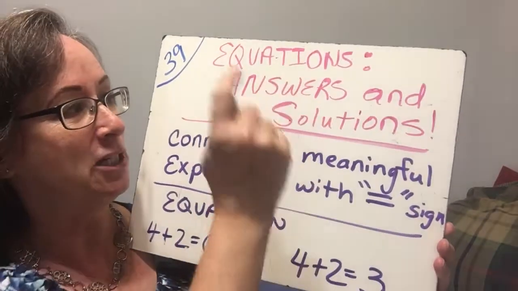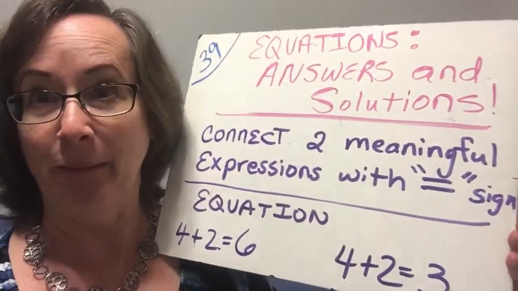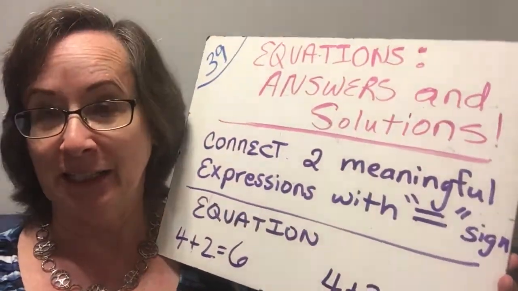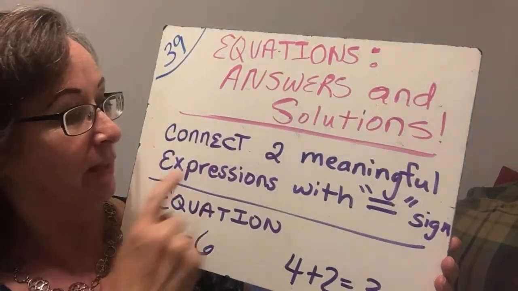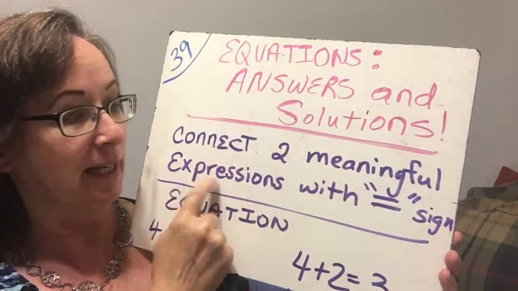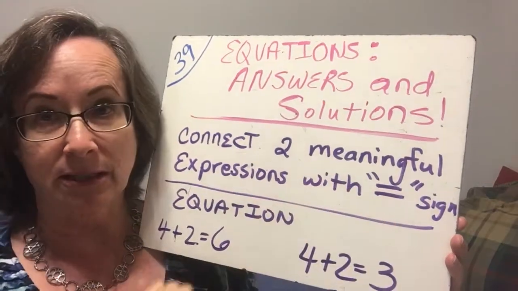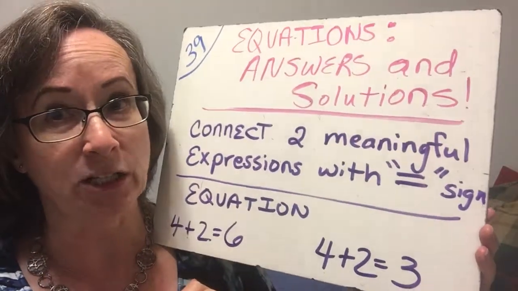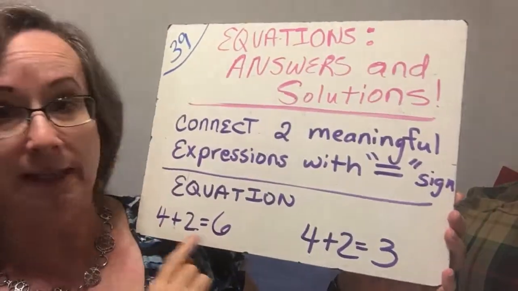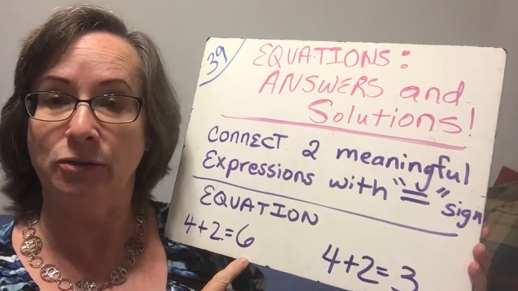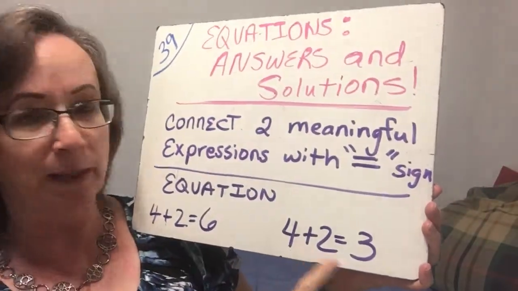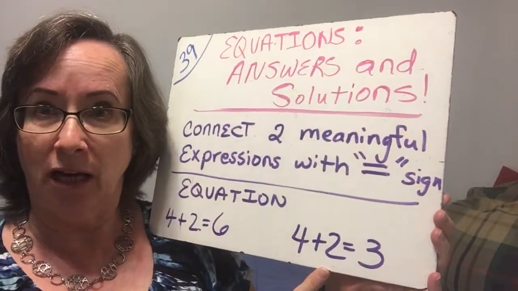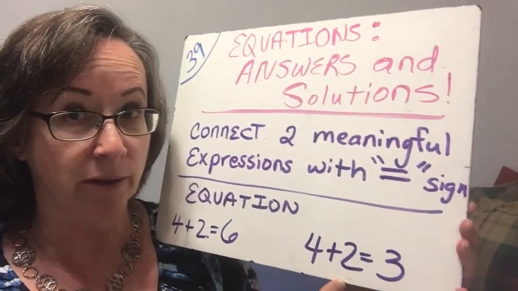So we're talking about equations, answers, and solutions. And we always like answers and solutions to our problems, don't we? Okay, so let's look at a little definition. When we connect two meaningful expressions with an equal sign, then we call that an equation. And equations can be true or equations can be false. If we look at 4 plus 2 is 6, we say, yes, that's true. So that would be a true equation. If we say 4 plus 2 is 3, we would say, no, that is not true. So that would be a false equation. Not every equation has to be true.